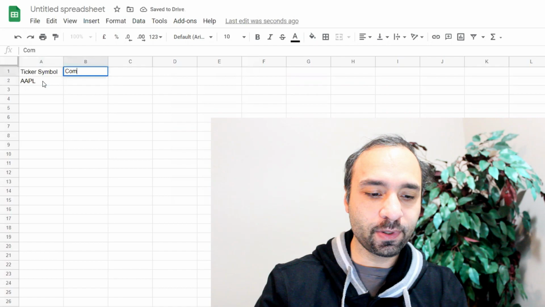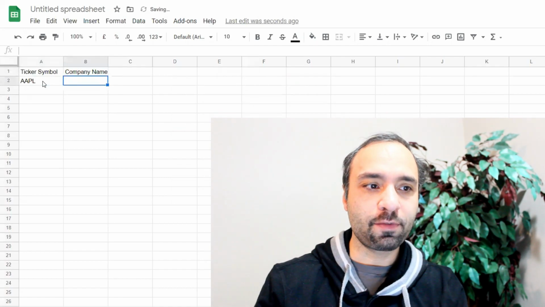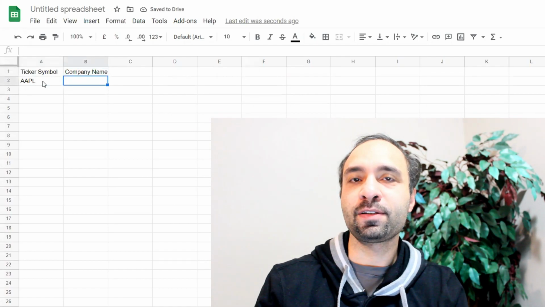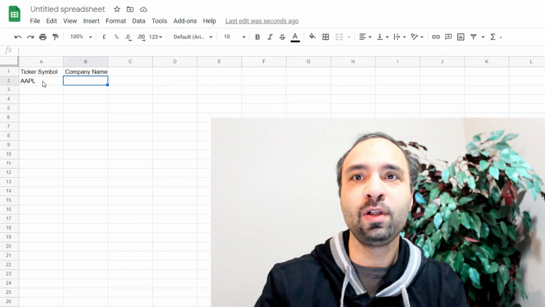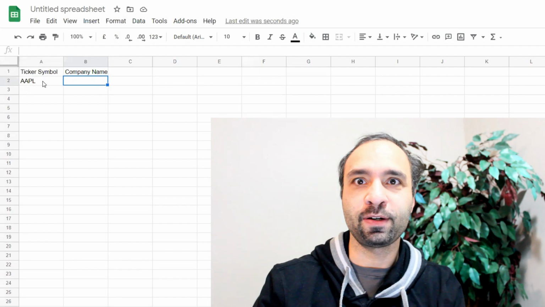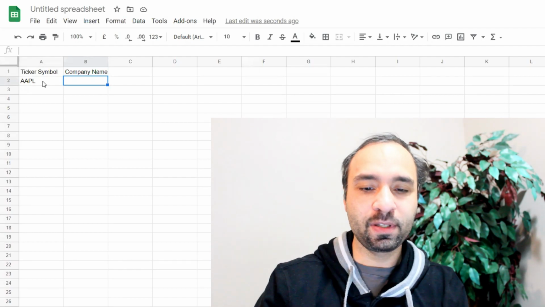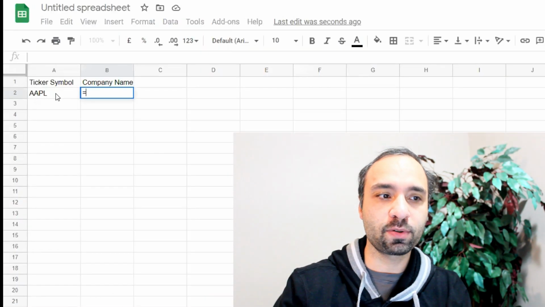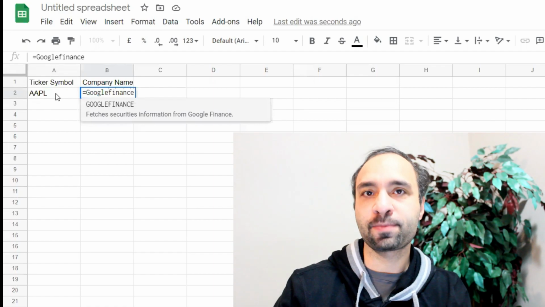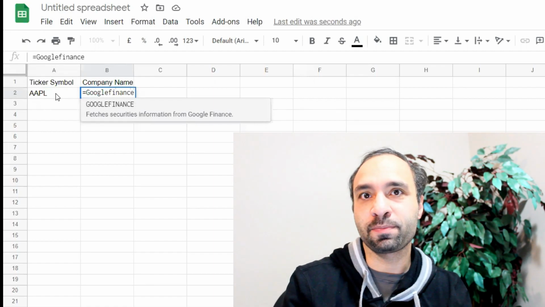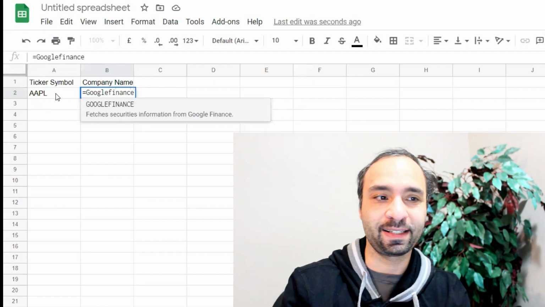Now, next we want to have the company name. From here onward is where the magic starts. I don't want us to do a lot of manual work. I want the Google Doc to do all the magic. So this is a simple formula that we're going to use. We're going to type in =GOOGLEFINANCE. Why Google Finance? Because all of this data is essentially being pulled from Google Finance, but it's automatic. That's the beauty of it.